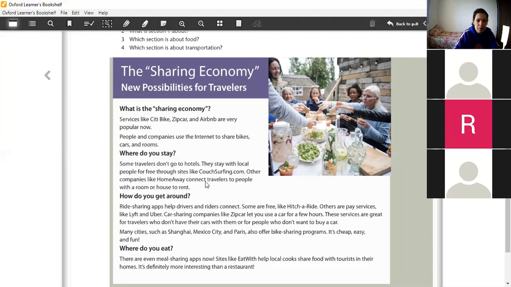So let's read the text, the sharing economy. Bernardo, can you start reading, please? What's sharing economy? Services like City Bike, Zipcar, and Airbnb are very popular now. People and companies use the internet to share bikes, cars, and rooms.